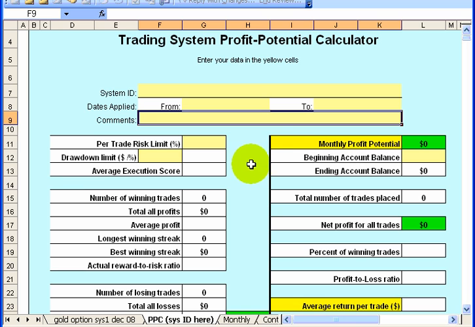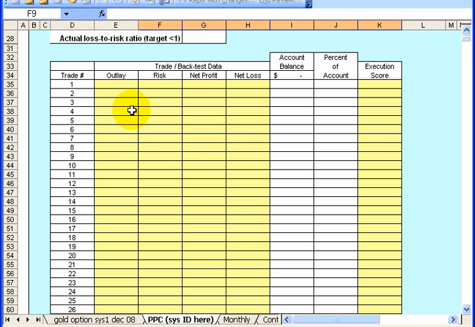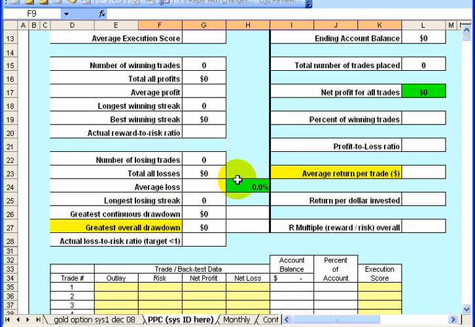And you just fill in the cells that are already highlighted as light yellow, and there's just a handful of them. You put in your per trade risk limit, your drawdown limit, and your beginning account balance, and it's going to give you all this information here. And then you just put in what your trades are, your trade data down here when you do your back testing. Real simple to use.